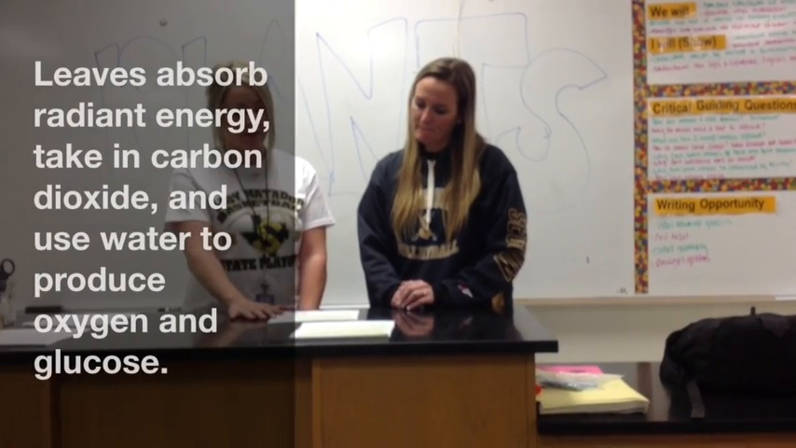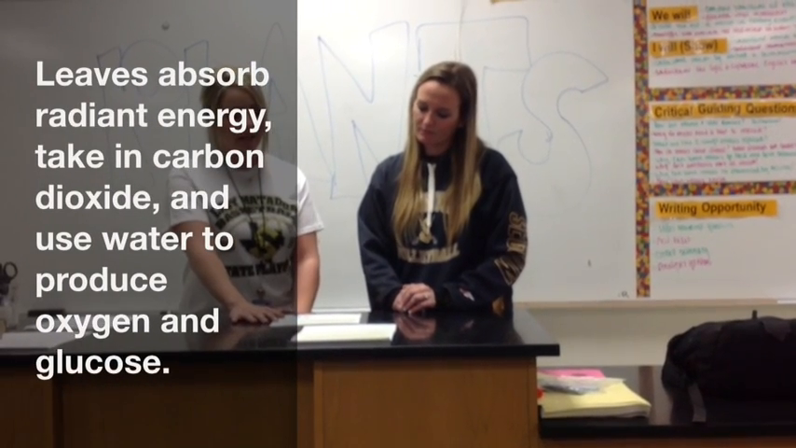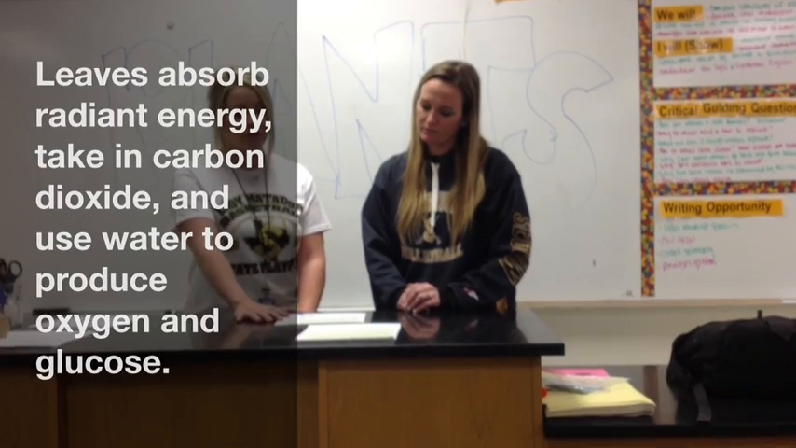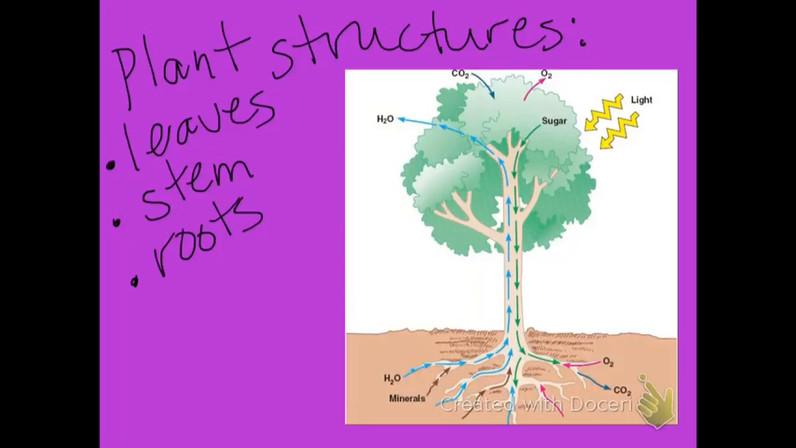They absorb radiant energy, take in carbon dioxide, and use water to produce oxygen and glucose. Remember, plants are autotrophs, and photosynthesis is how they make their own energy. Plants have three important structures that help them survive: leaves, stems, and roots.